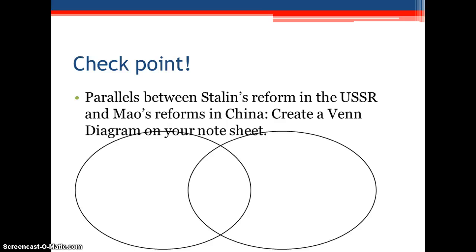The final thing I want you to do before our learning reflection is to complete the Venn diagram on your note sheet, so this is right under that section of notes, between the USSR and Stalin's reforms and Mao's reforms in China.